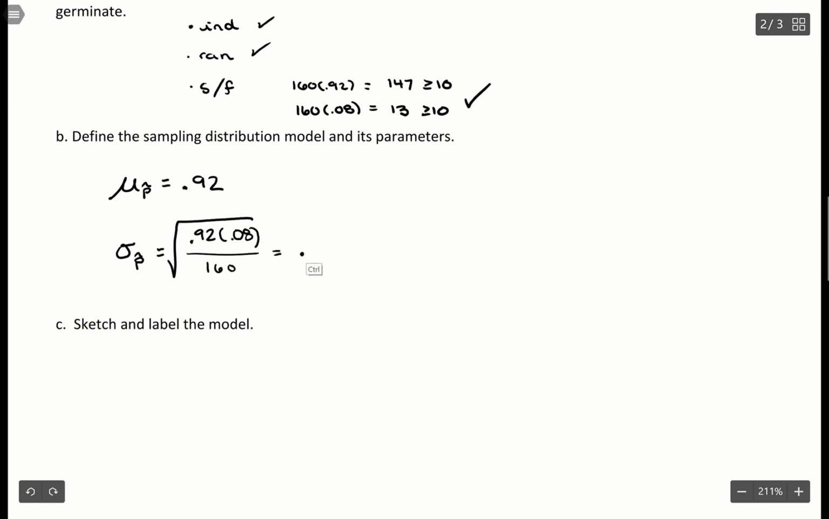And with that, our standard deviation is 0.0214. So from there, we can talk about how this really relates to the percent of 160 seeds that will germinate. And with that, they're normally distributed. We expect 92% to germinate, and then how that will spread is by the standard deviation of 0.0214.